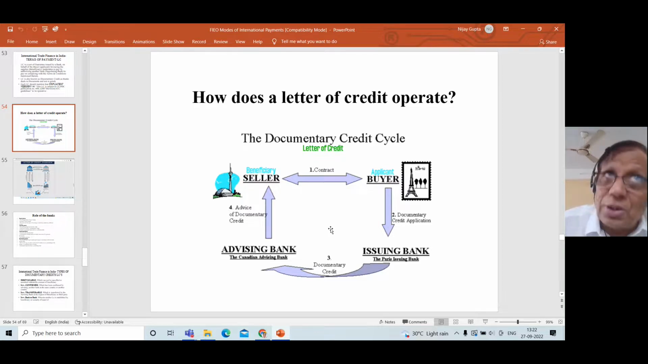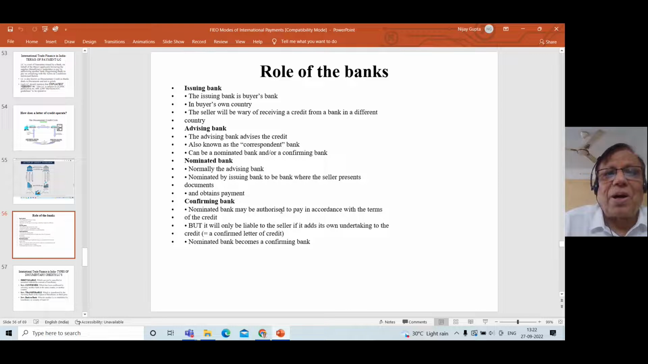So LC serves both the purposes. It gives a sort of security to the seller that in case you present the compliant document, I will pay. And here the buyer is assured that if the seller doesn't export the goods in time and present the compliant document, he will not be paid. So simple it is. It's a very interesting part of it.